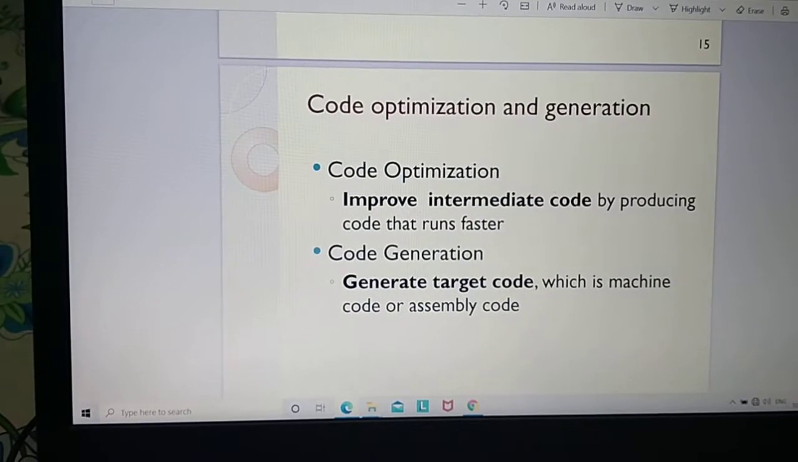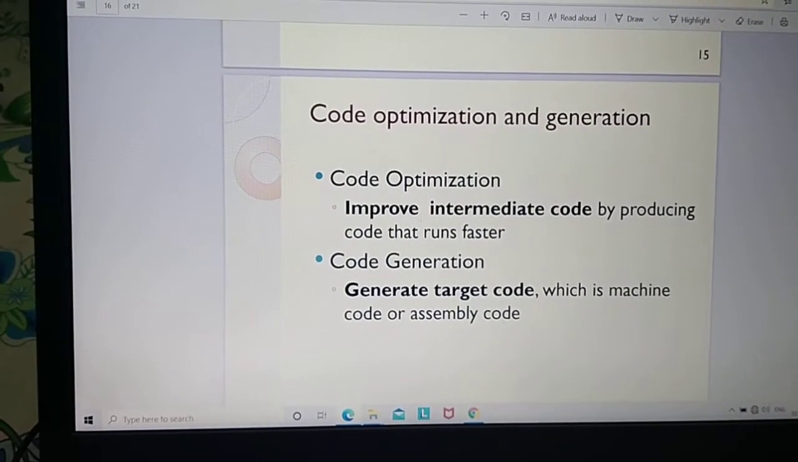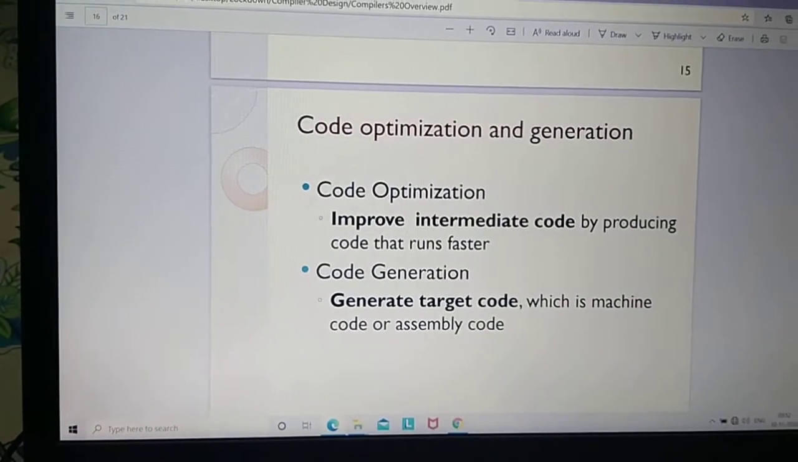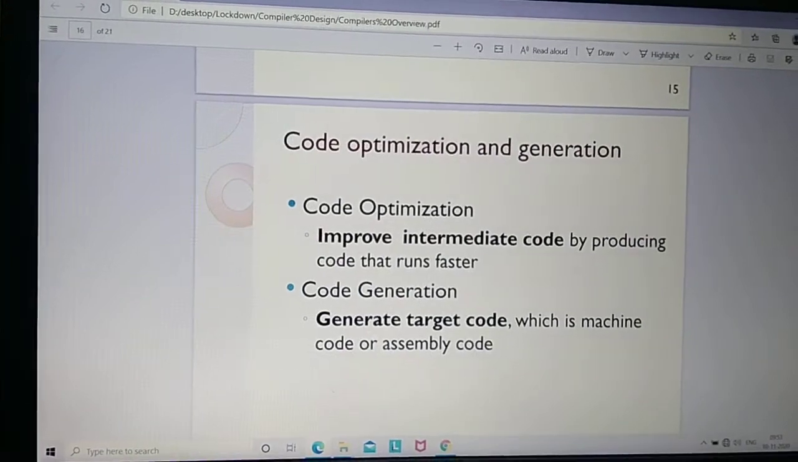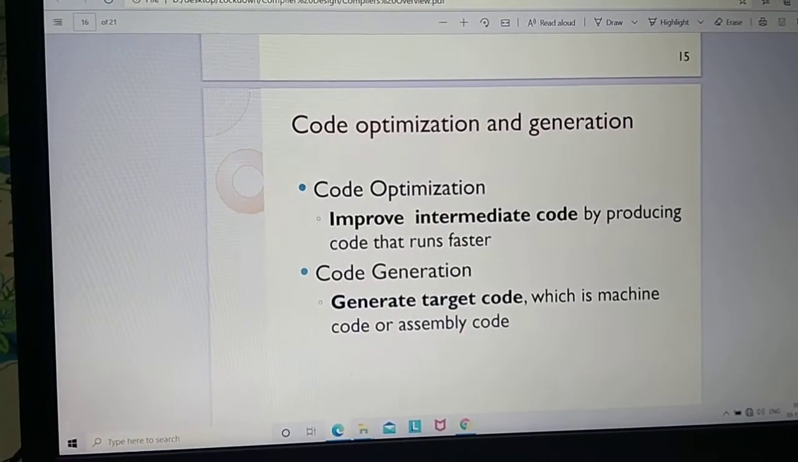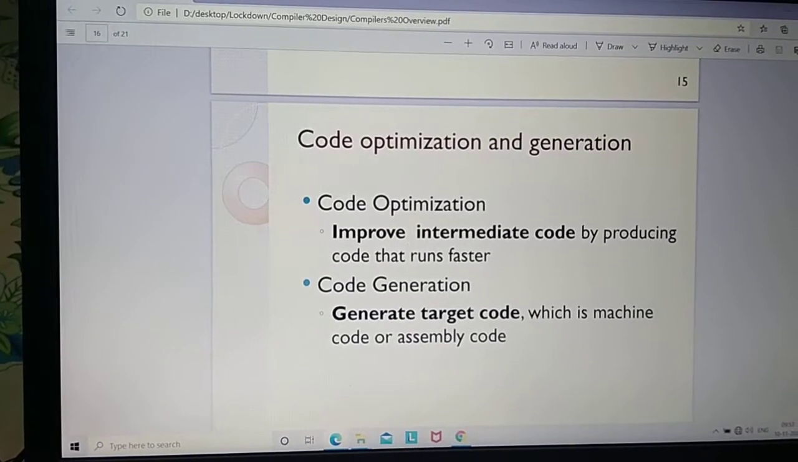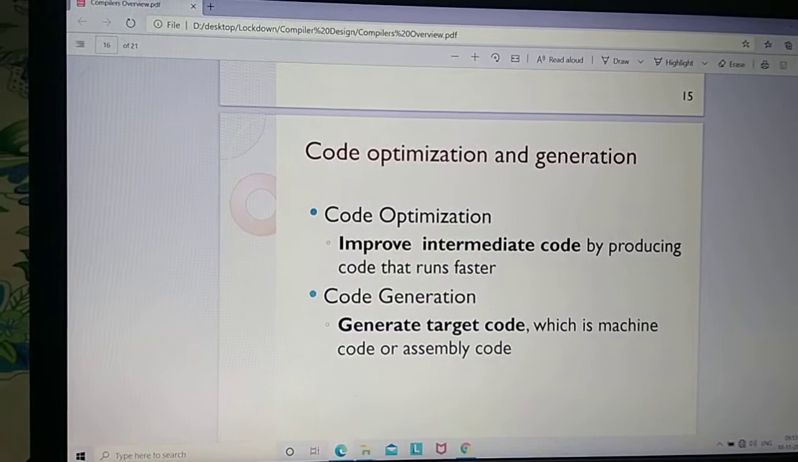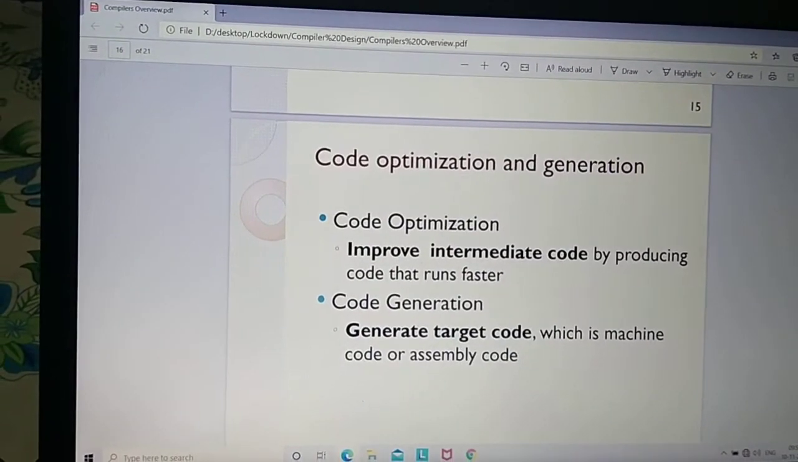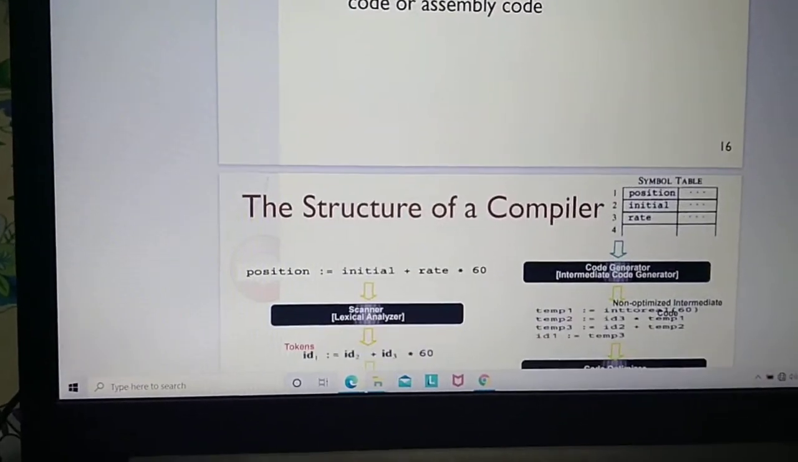Now, the last two phases of compilation are the code optimization phase and the code generation phase. In the code optimization phase, the intermediate code is improved by producing code that will run faster. And the last phase is the code generation phase, where the target code is generated. The target code is either machine language code or assembly language code.